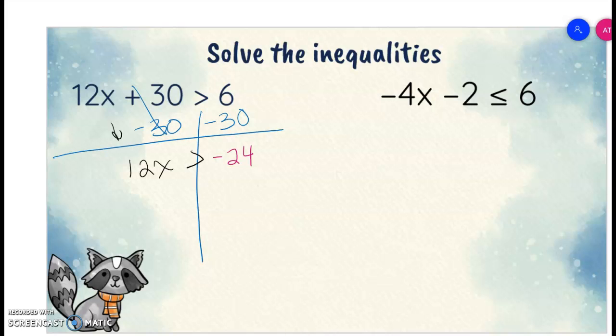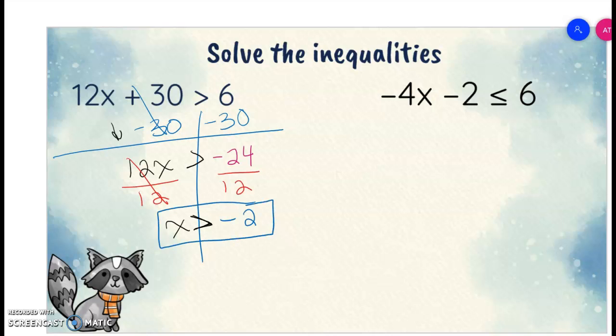So what I need to do is, again, divide both sides by 12 in order to get x by itself. Those cancel. I'm going to be left with x is greater than. A negative divided by a positive is going to be a negative. So 24 divided by 12 is negative 2. So there's my final little inequality there. x has to be greater than negative 2 in order for it to be true.